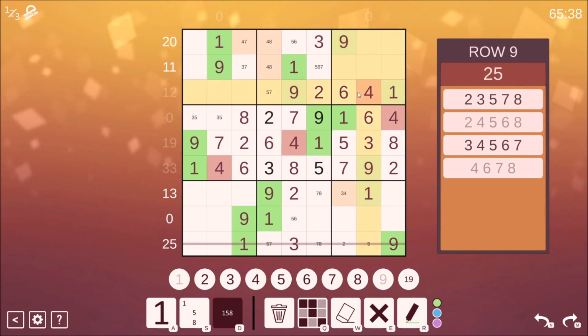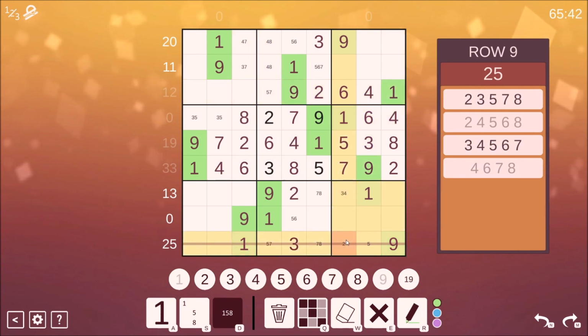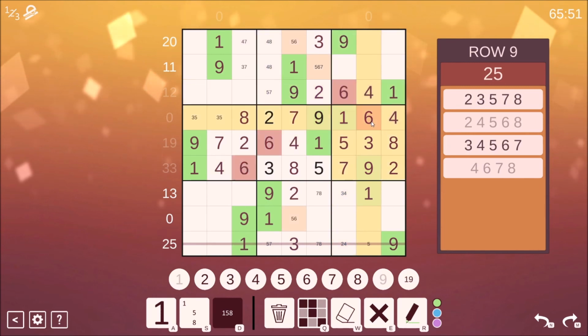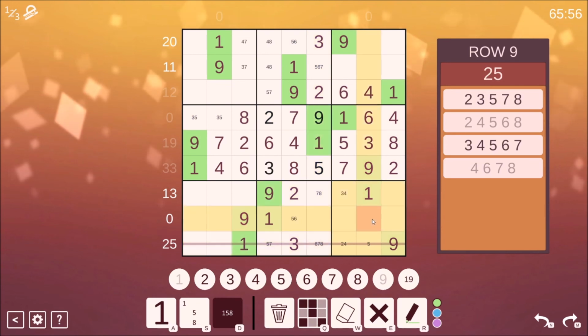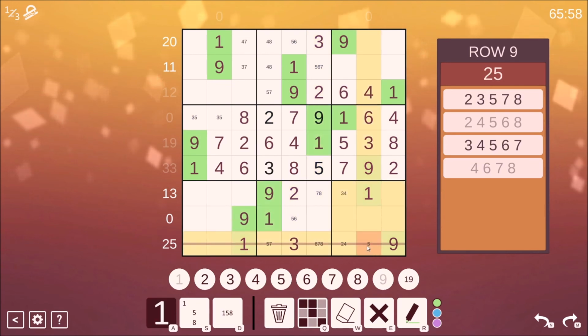Which would be a 4 and a 6. So no matter what, we can only have a 5 here. Well, apparently not. I must have messed something up. So let's look back at that.